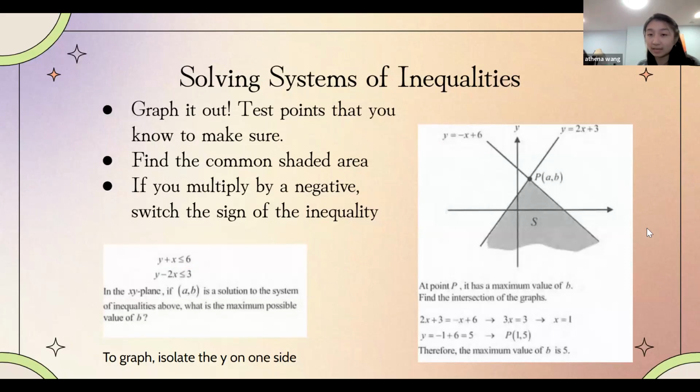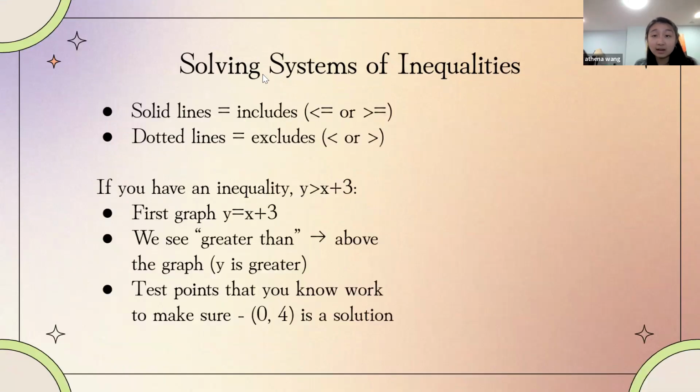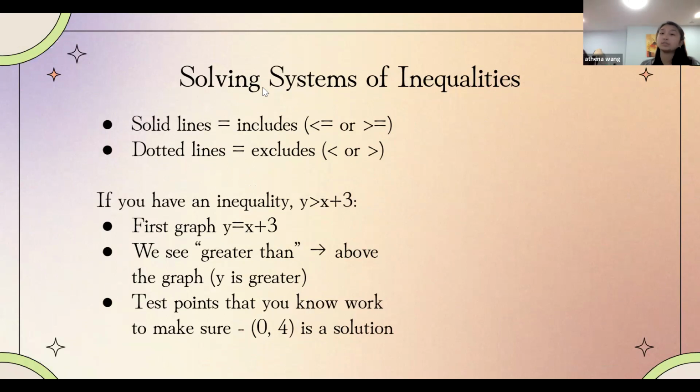Okay, so now one thing to know is that the solid lines represent inclusion. So it's less than or equal to or greater than or equal to, because the points can lie on the line. If they are dotted, this means that it excludes it. So it's less than or greater than. It strictly does not include the points on the line.